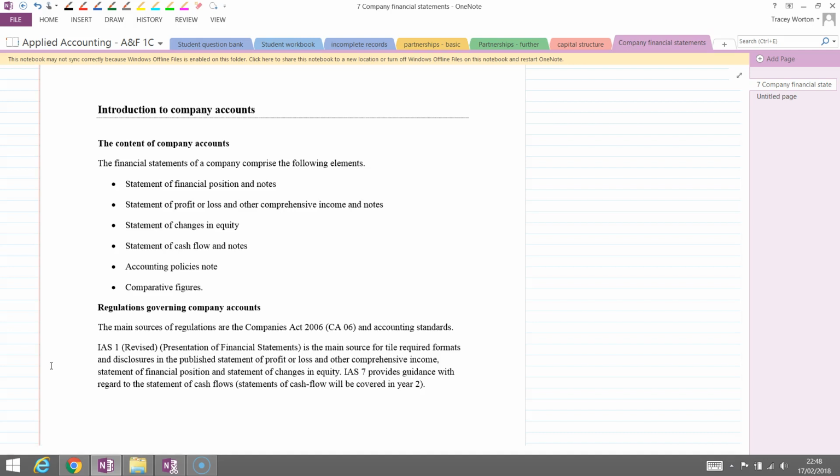The main sources of the regulations are the Companies Act 2006 and the accounting standards. IAS 1, which looks at the presentation of financial statements, is the main source for the required formats and disclosures of the published statement of profit and loss and other comprehensive income, the statement of financial position, and the statement of changes in equity. IAS 7 provides guidance with regard to the statement of cash flows, and this will be covered as part of your second year financial reporting module.